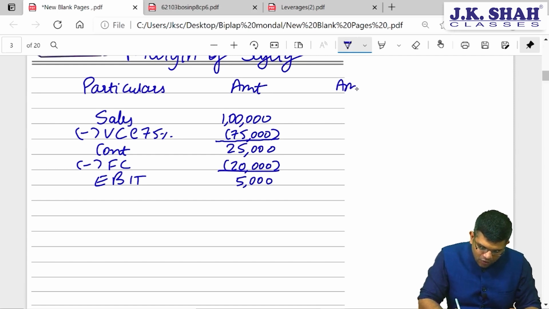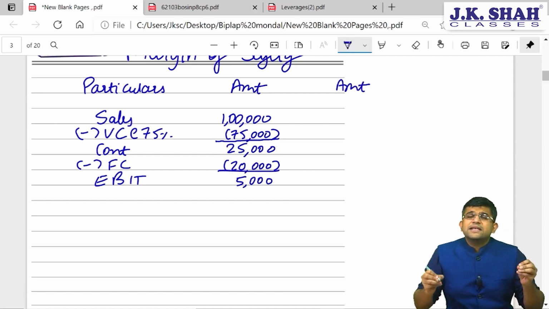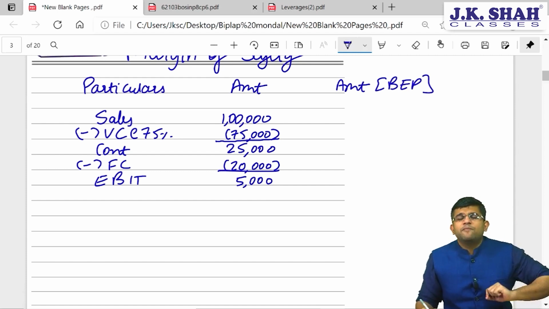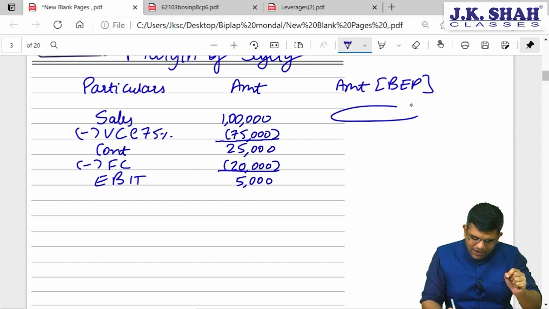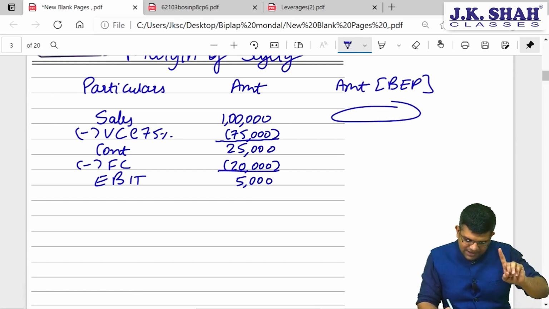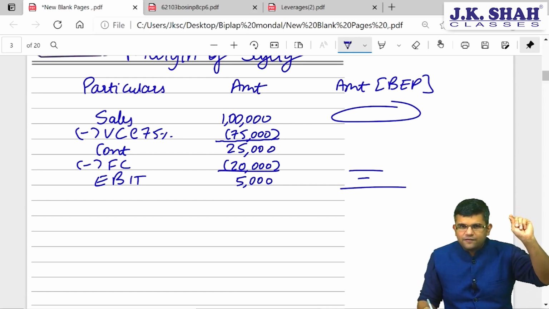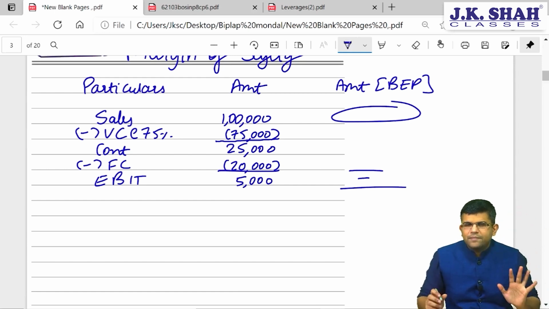Now I'm just giving you one more case. This is the case of a break-even point. Now children, what is the meaning of break-even point? Break-even point refers to that level of sales at which this profit is zero. Everybody clear? It refers to that level of sales at which profit or your EBIT is zero.